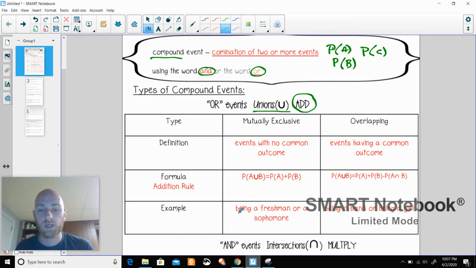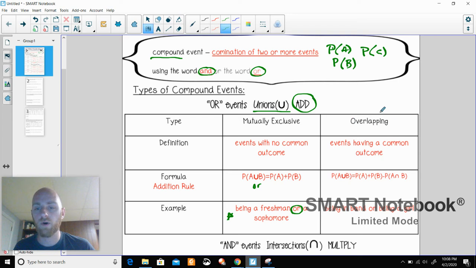So for an example, being a freshman or, see there's that "or" word, or a sophomore, okay? You can't be both. There's no way that those could be the same. When that happens, we're going to say, okay, the probability of A or, here's "or" right here, or B happening is going to be the probability of A happening, so the probability of being a freshman, plus the probability of being a sophomore, okay? So we're simply just adding those two fractions together.